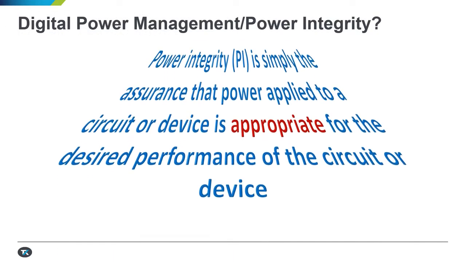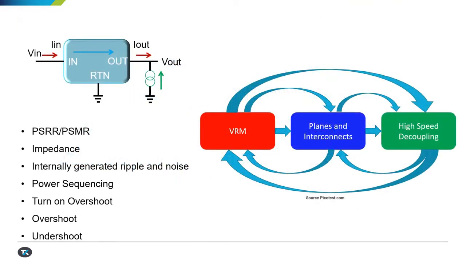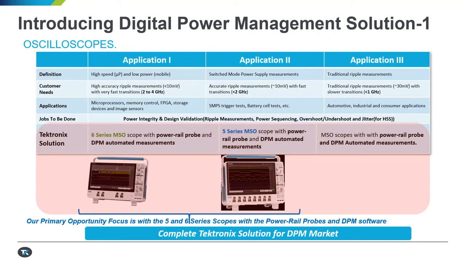Digital power management or power integrity is simply an assurance that the power applied is appropriate. It's not just keeping voltages within the limits, but you have to look at the ripple values, the interference that's happening from the high-speed serial space, the impedance measurement. So here is a quick insight as to what the measurements look like.